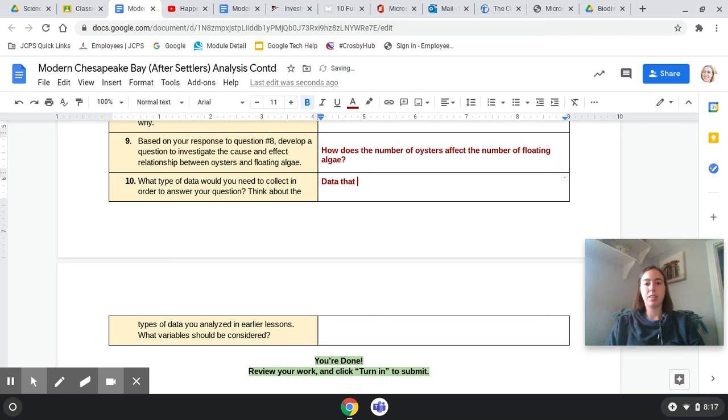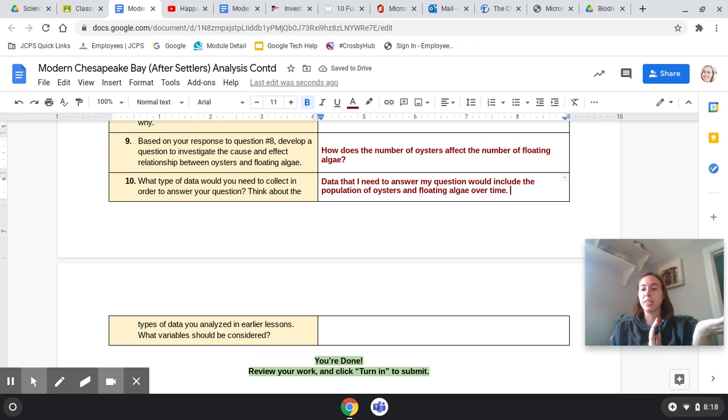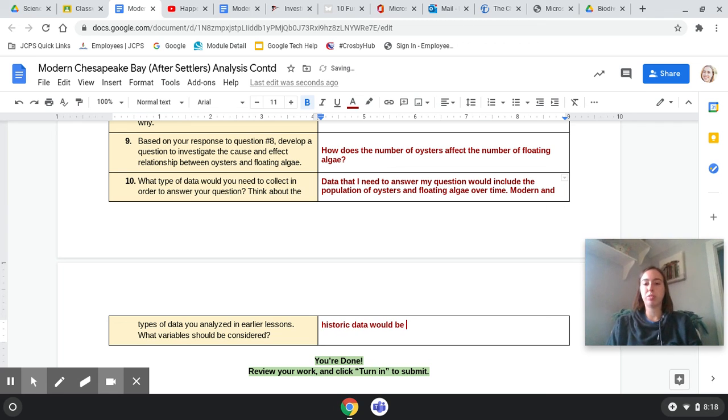Data that I need to answer my question would include the population of oysters and floating algae over time. Particularly, we have been analyzing modern and historic food webs. Modern and historic data would be helpful.